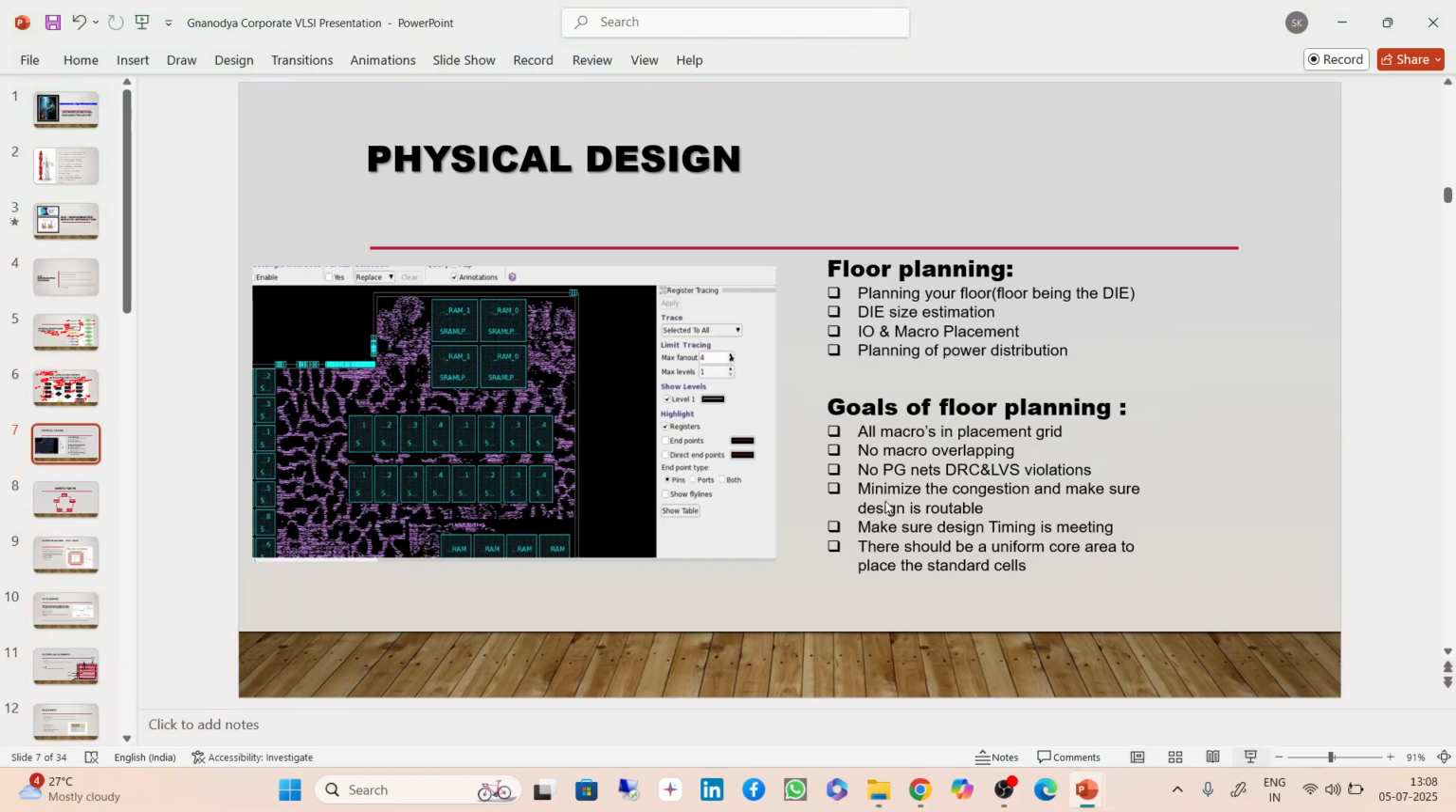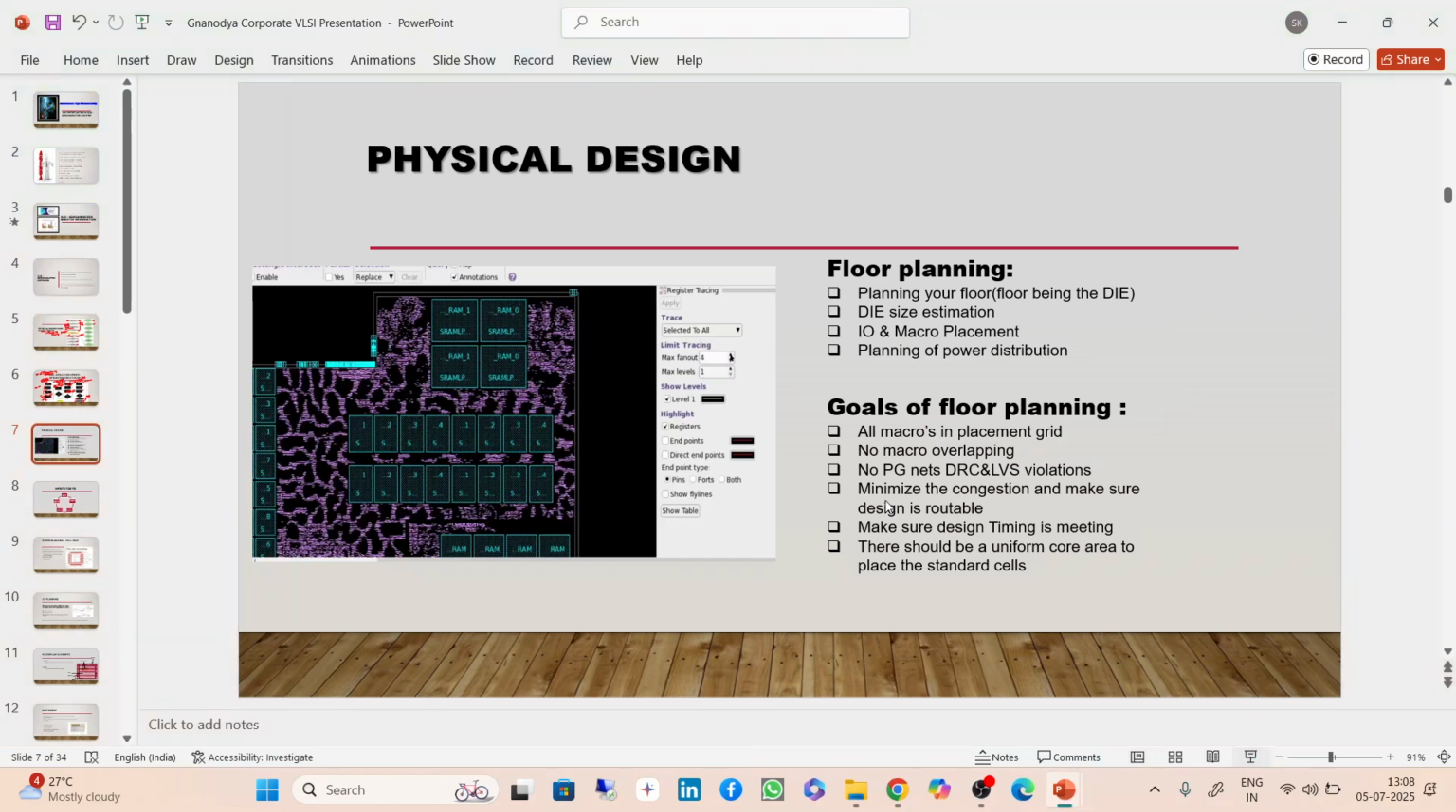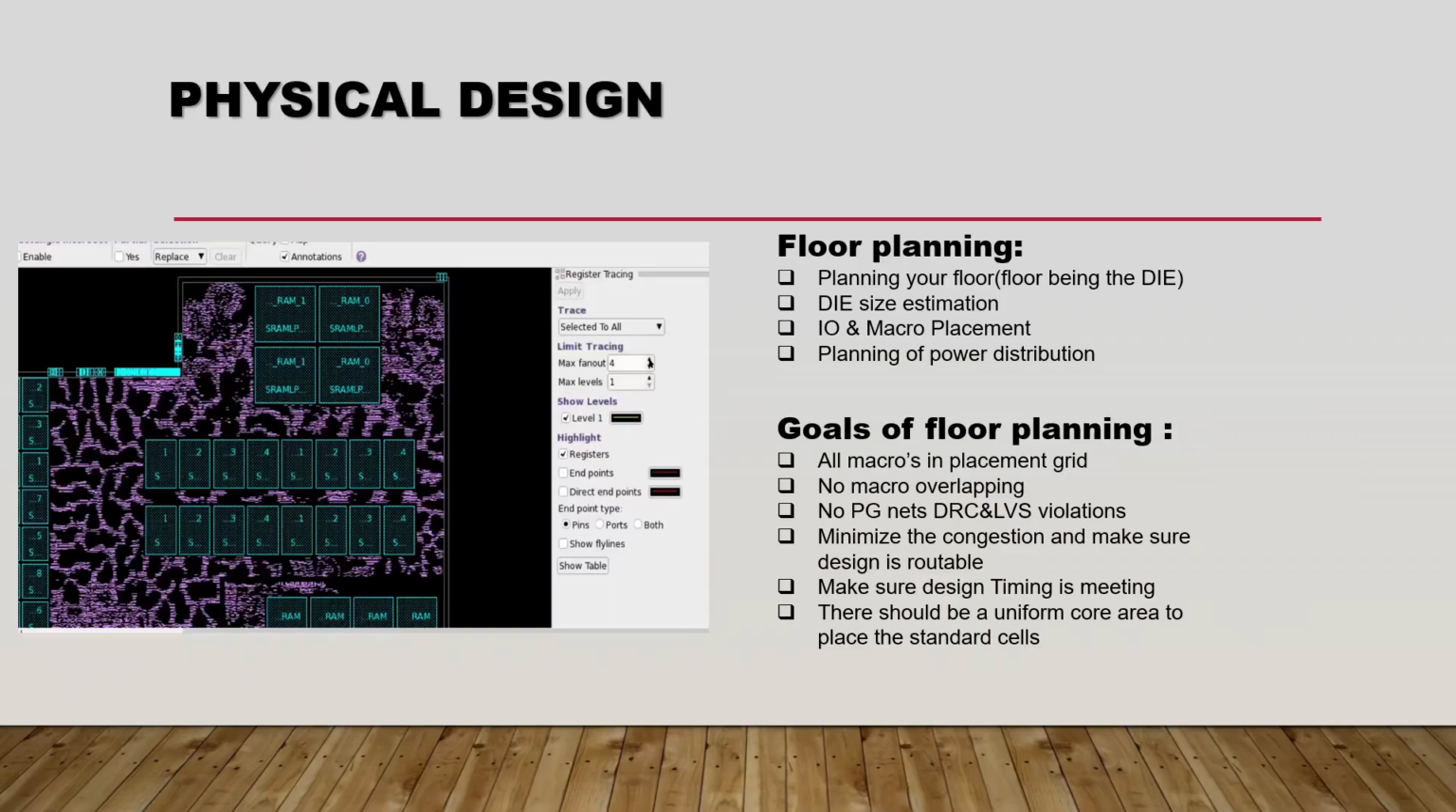Okay, so die is nothing but, you can consider it like an IC or chip. That is what we call a die. In that die we are fabricating whatever the CPUs, RAMs, and modules there are. That is die size. You need to estimate the die size, IO, macro. IOs, where you need to place the input outputs, and where you need to place the macros. You need to do planning of power distribution. These are the goals of floor planning.